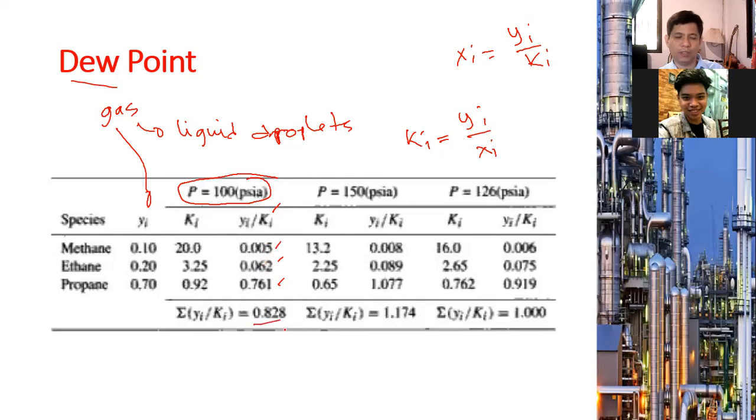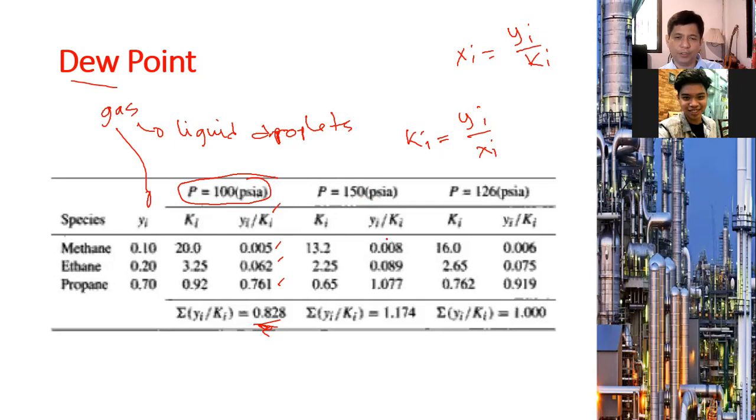So since hindi siya equal sa 1, kailangan nyo mag-adjust ng pressure. So kailangan nyo kumuha ng mas mataas na pressure kasi as you can see sa table, doon sa figure kanina, if you're going to increase the pressure, ano nangyayari sa K sub I? Bumababa. Diba? So bumaba yung K sub I, tapos Y sub I divided by K sub I, lumalaki yung Y sub I over K sub I. No? So kasi mas maliit yung nakuha nating summation of Y sub I over K sub I. So kaya pinataas natin yung pressure.